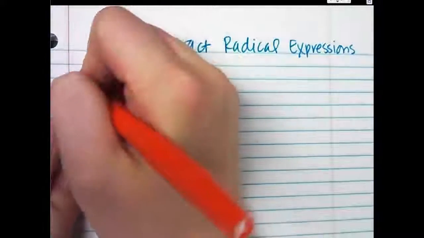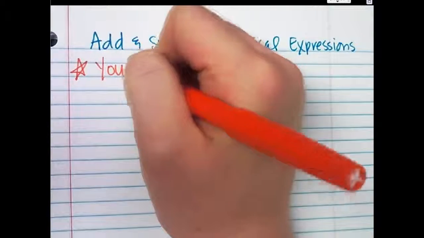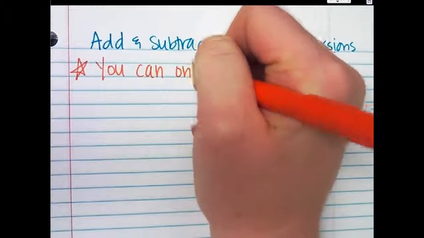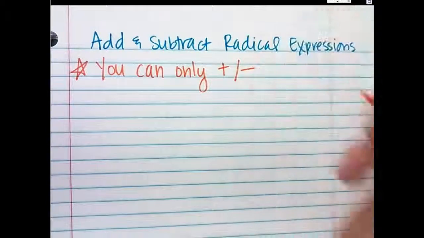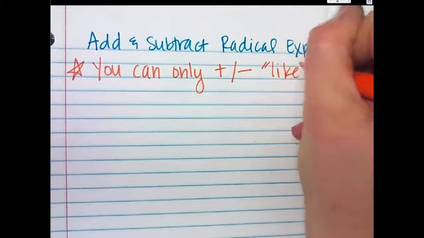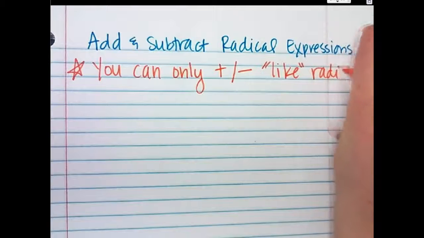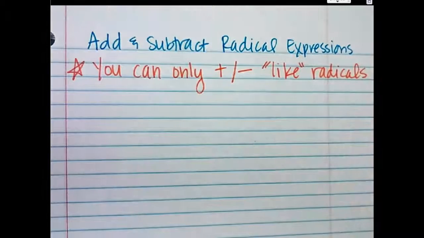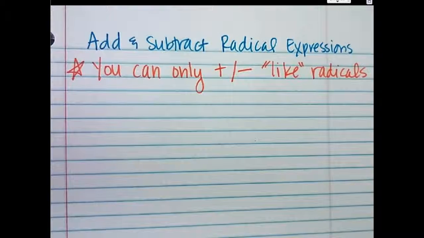So adding and subtracting radicals. You can only add and subtract like radicals. So it has to be the same, like two square roots, like a square root of 5 and a square root of 5, or a square root of 10 and a square root of 10, or a cube root of 2 and a cube root of 2. Okay, if they're different, you can't put them together.